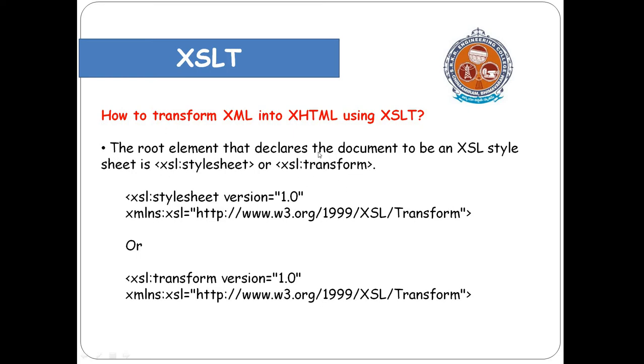This is the second one. We can use both, but stylesheet is the one we are going to use. And this is the first tag we are going to use when we are writing an XSLT file. So, xsl:stylesheet version. This is the namespace we already saw. It belongs to this namespace, and stylesheet belongs to this line.